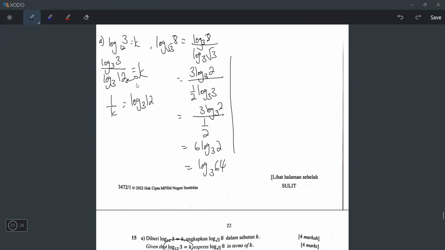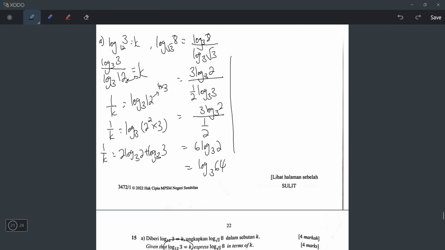But I want to simplify further, because although 12 cannot change to a smaller base, I know 12 is 4 times 3, right? Which is 2 squared times 3, right? And then I can change the single log times to separate log plus, which is 2 log 2 base 3 plus log 3 base 3.